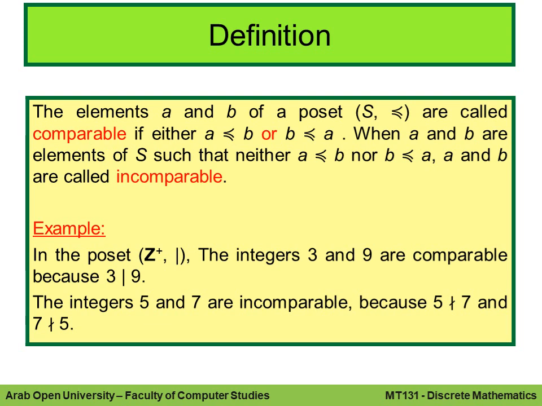Here are examples in Z plus with division. We already know that this is a partial order. 3 and 9 are comparable because 3 divides 9. But 5 and 7 are not comparable. They are incomparable because 5 does not divide 7 and 7 does not divide 5.